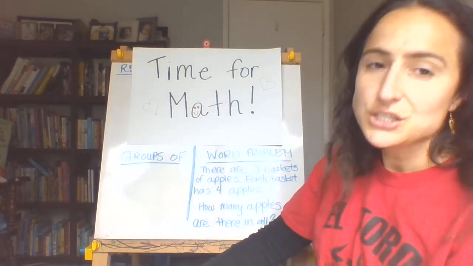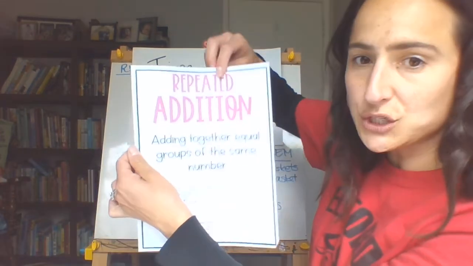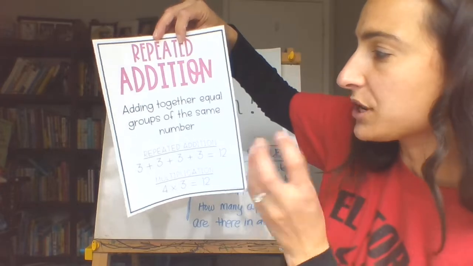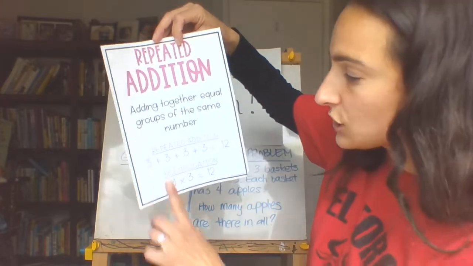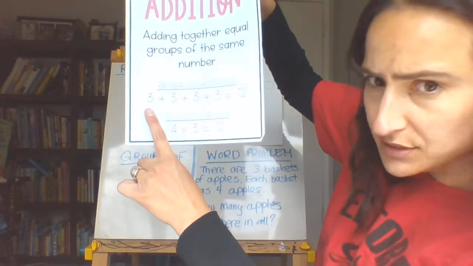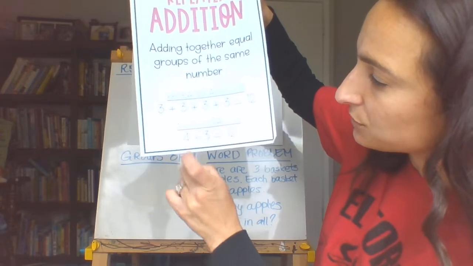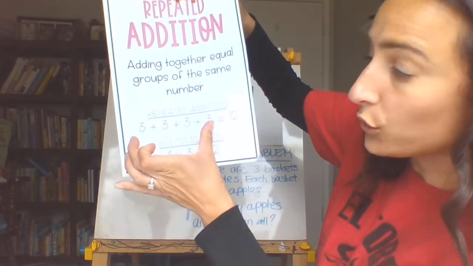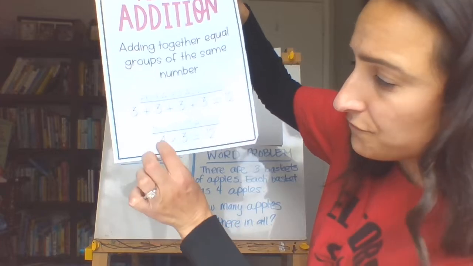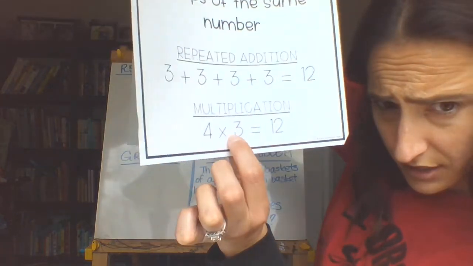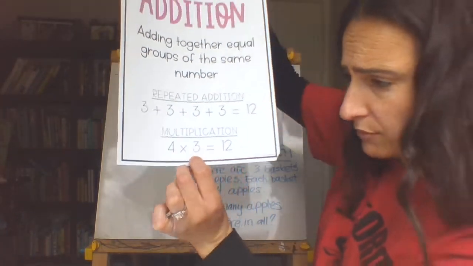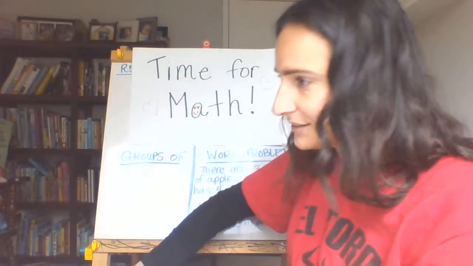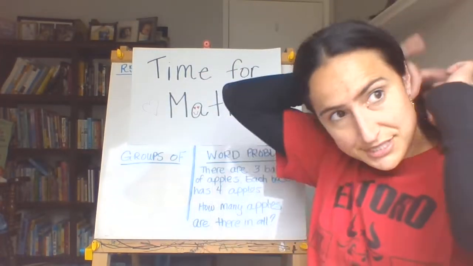Okay. To go back to our last lesson, just to remind you, repeated addition is adding together equal groups of that same number, so using that number multiple times. Our example here was 3 plus 3 plus 3 plus 3. So 4 groups of 3. Sorry, it's really bright behind me. The clouds are coming and going, so it's making it a little bit hard to see.